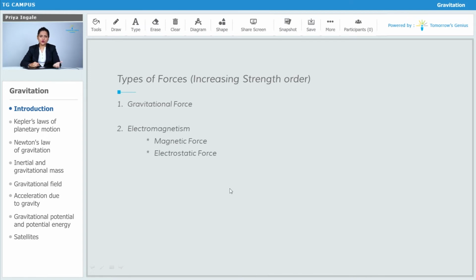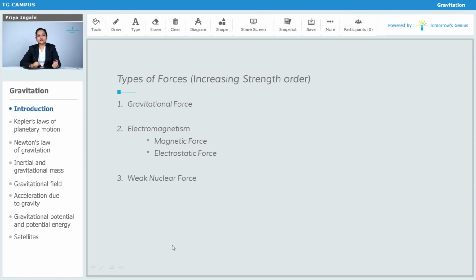Again, in a lower standard, we have seen that the north and south poles of magnets attract each other, while north-north and south-south repel each other. So what kind of force is there? Magnetic force. Then electrostatic force is about the force between charges. Like we know, like charges repel each other, unlike charges attract each other.